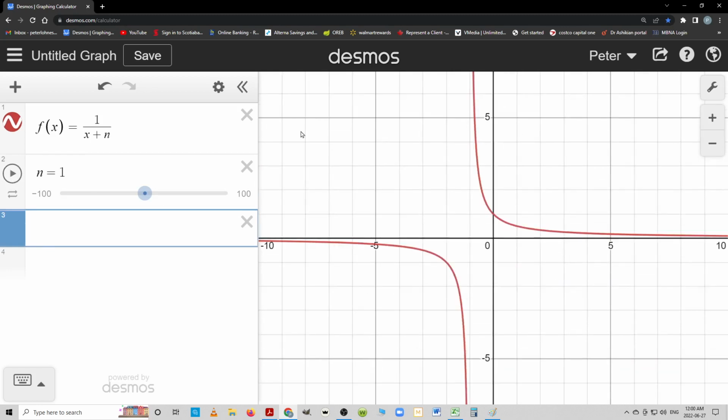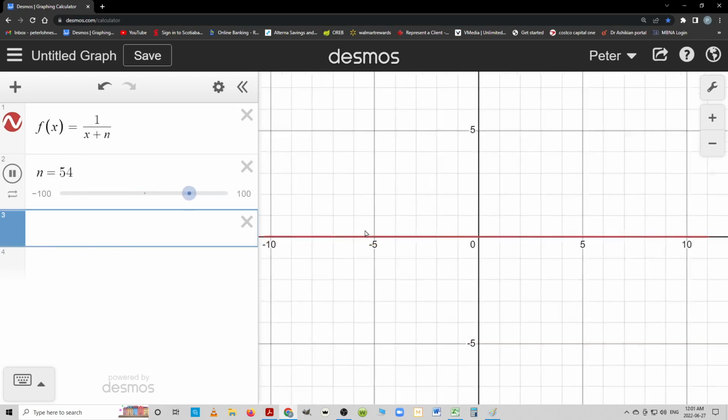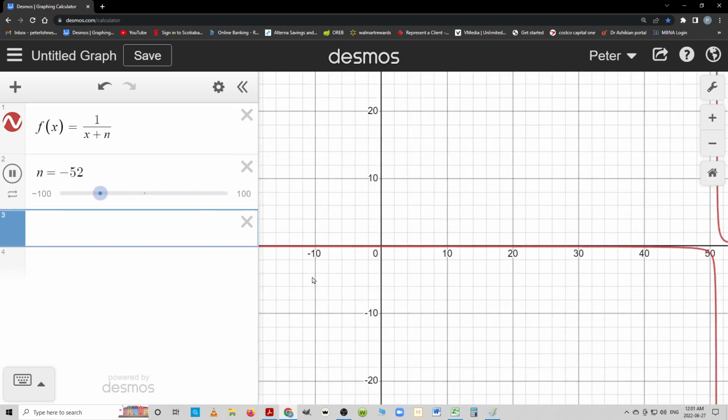So I'm going to click home. And yeah, we should actually click quit. There we go. So as it gets -n, it's translating to the right. As it gets +n, it's translating to the left, which is what you would expect with an x translation. Because you're adding something to x, it's doing the opposite.